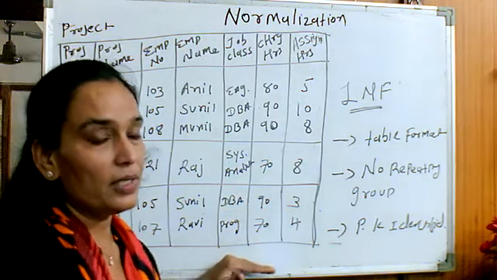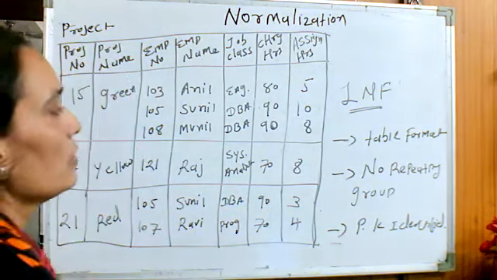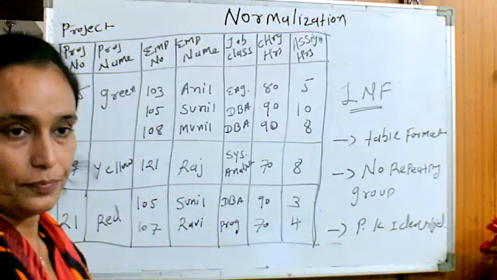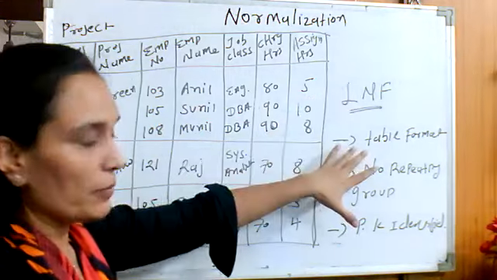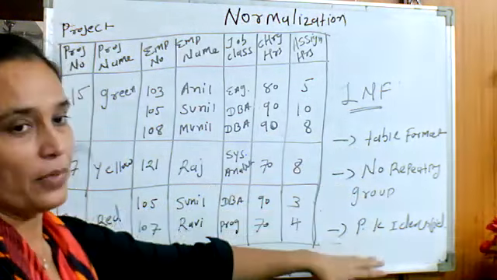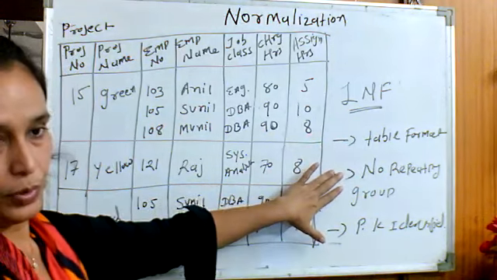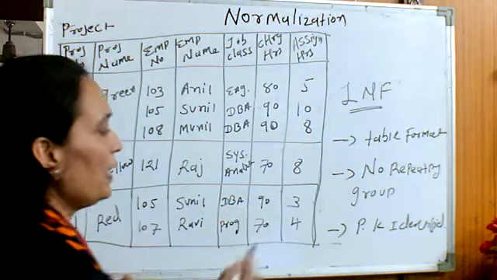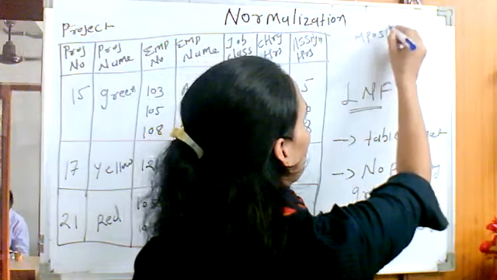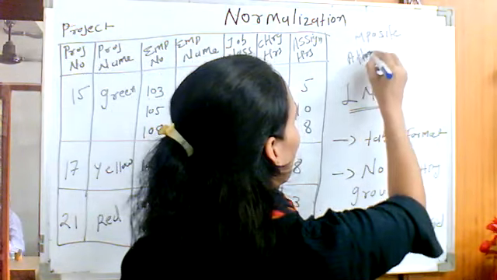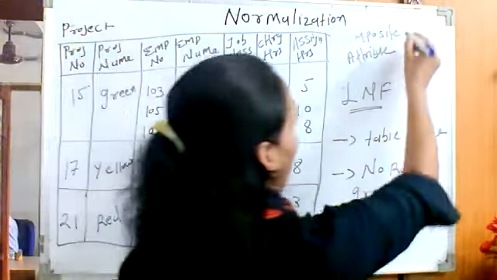How can we say that this table data is not in first normal form? Because there is multi-value dependency. First normal form says that data should be in table format, there should be no repeating group, and the primary key must be identified. Okay. So there should be no repeating group. No repeating group means what? No repeating group means there should not be any composite attribute, and there should not be any multi-value attribute.